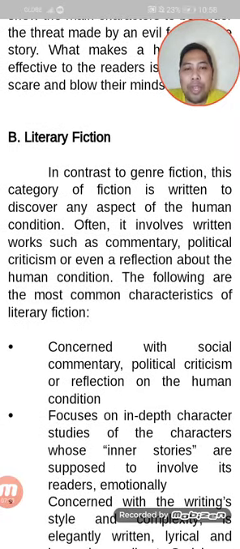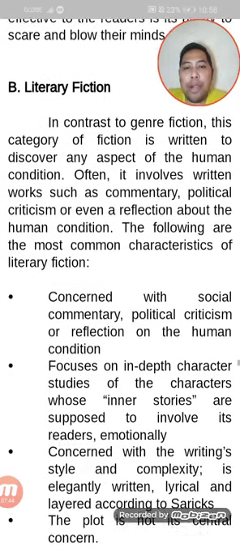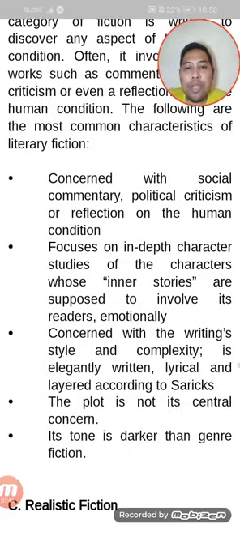In contrast with genre fiction, this category of fiction is written to discover any aspect of human condition. Alright, often it involves written works such as commentary, political criticisms, reflection about human condition. The following are the most common characteristics of literary fiction. So these are the characteristics of literary fiction.